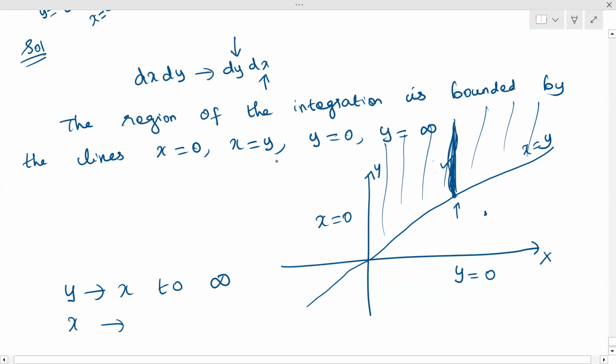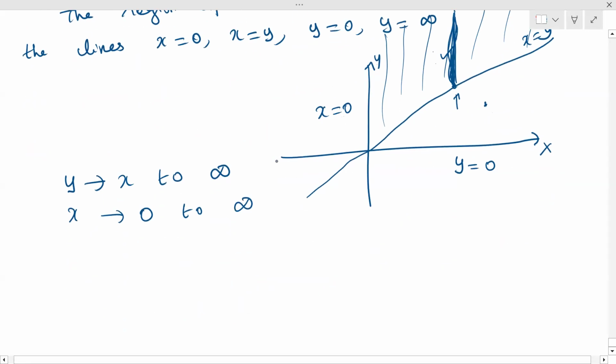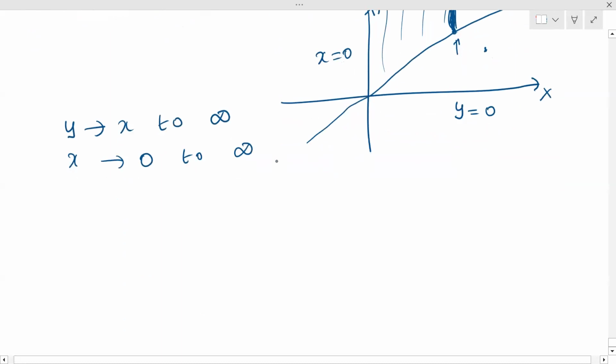Next, we have to find the outer integration limit, that is for x. As I said already, the outer limit should be constant. In our region, we write the minimum and maximum values of x. Here x starts from 0, so the lower limit is 0. For the upper limit, y is infinity and it is bounded by x equal to y, so when y is infinity, x is also infinity. So x varies from 0 to infinity.